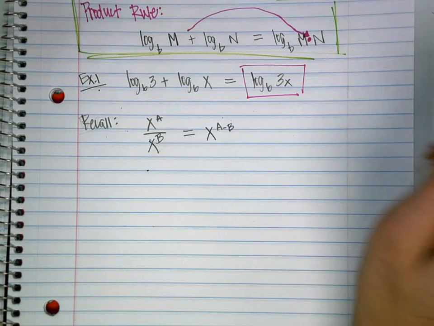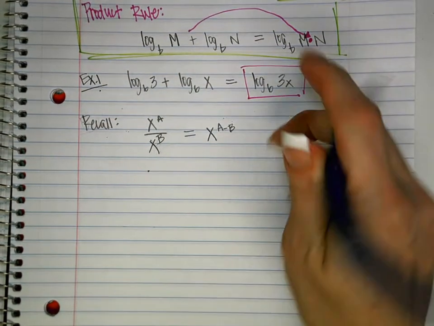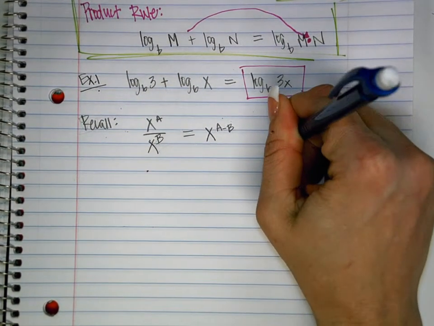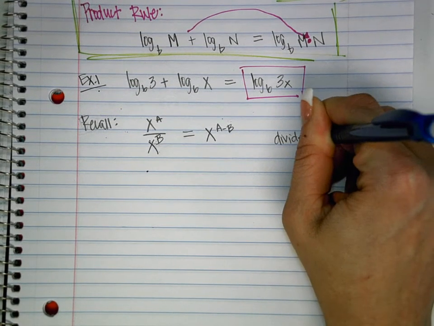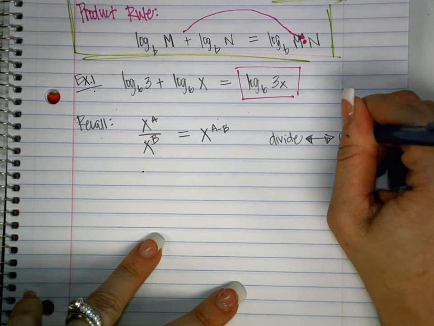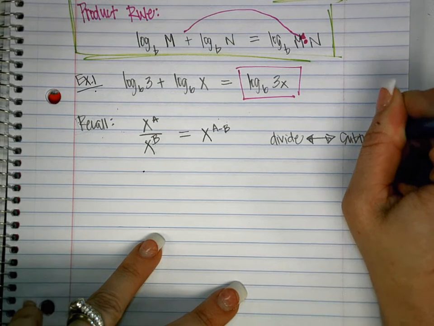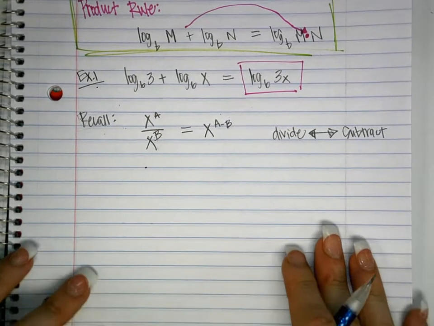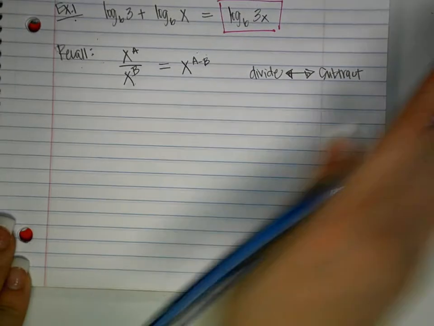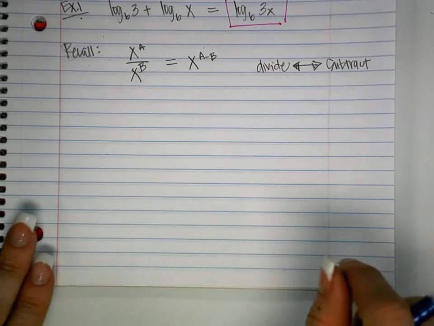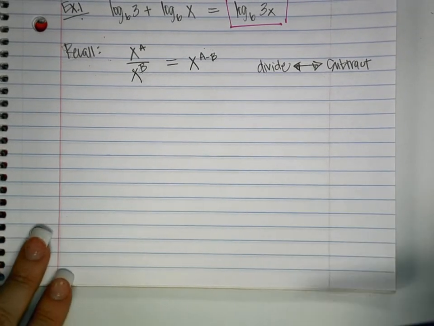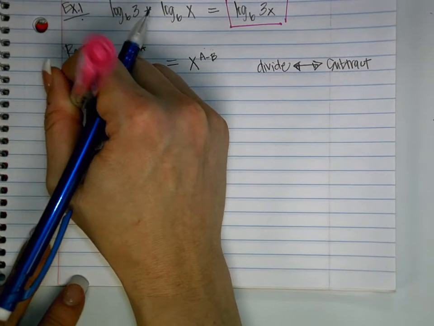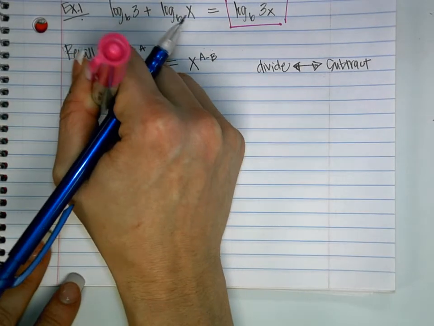Okay, so the key here is that division goes along with subtraction. So if I'm going to be talking about division, what do you think my rule is called? What's the mathematical word for division? Quotient, exactly. Okay, this is the quotient rule.